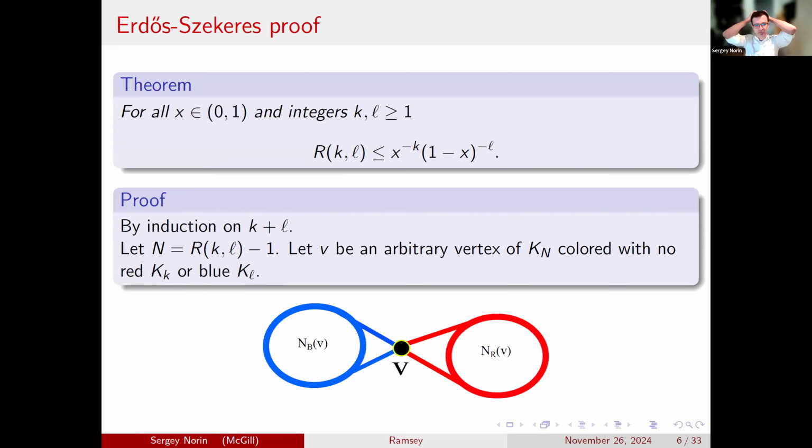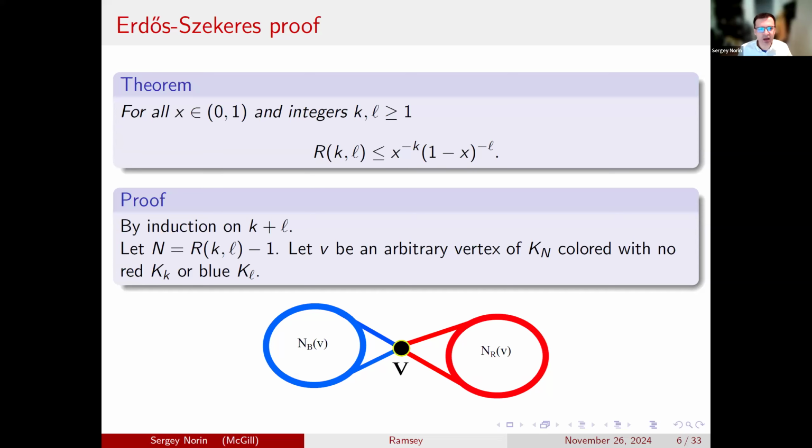So I'm going to try to prove the following. For each x, think of it as a constant between 0 and 1, for all integers k and l, the Ramsey number R(k, l) is at most x to the power minus k times 1 minus x to the power minus l. So if you choose the optimum x in this formula, which it's easy to see is k over k plus l, then you get essentially, up to low order terms, their bound, the Erdős-Zekeres bound, k plus l choose k.